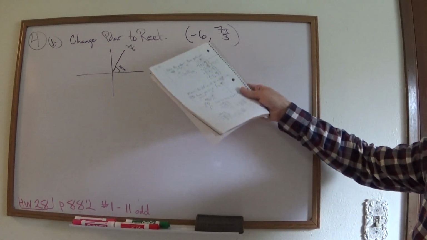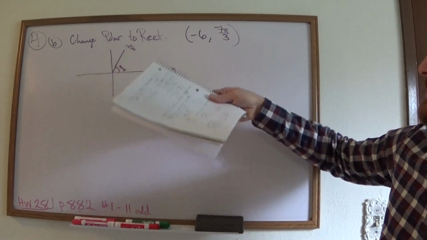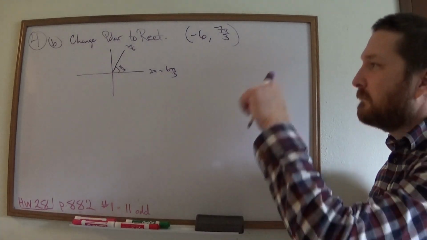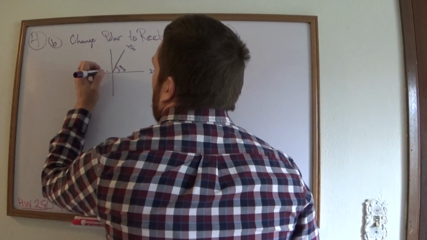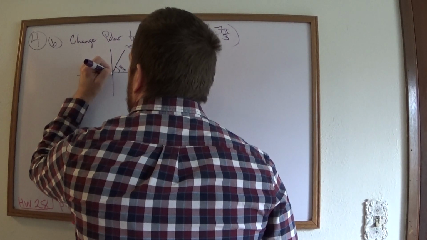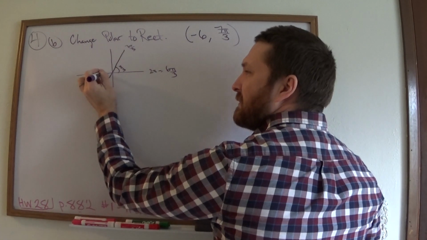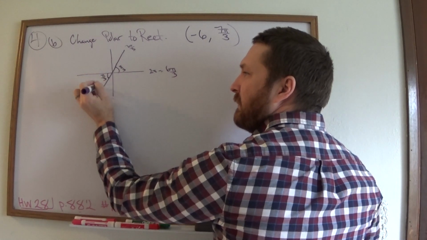And now we're doing negative 6. So where does this guy end up? Across in the third quadrant. There you go, thank you, that's what I was looking for. Third quadrant, which means that this is pi over 3 right there.